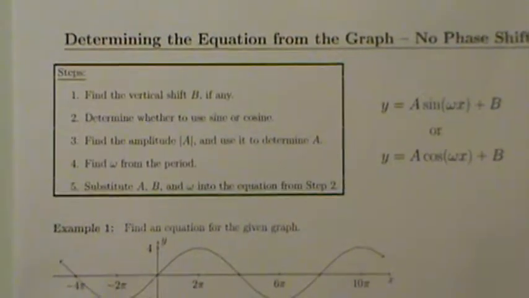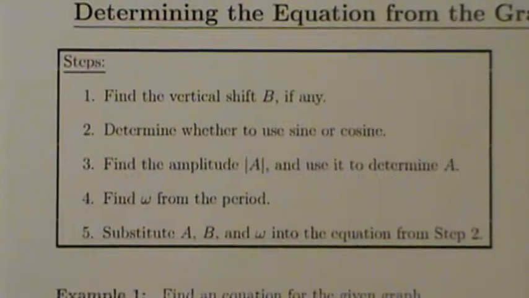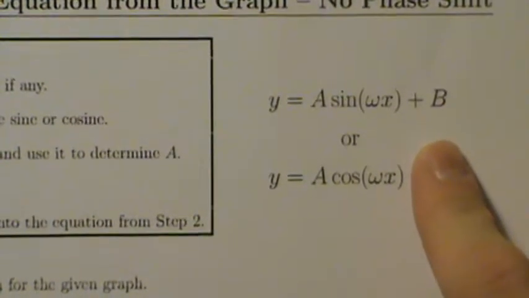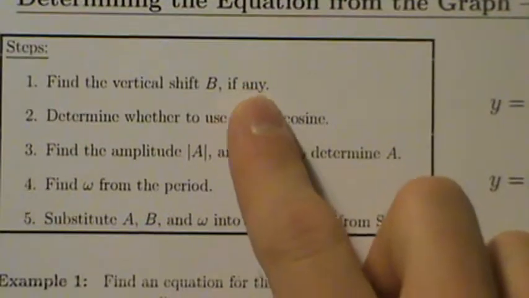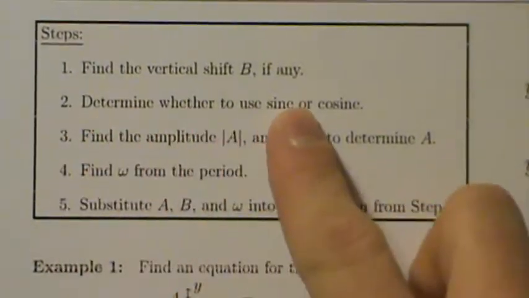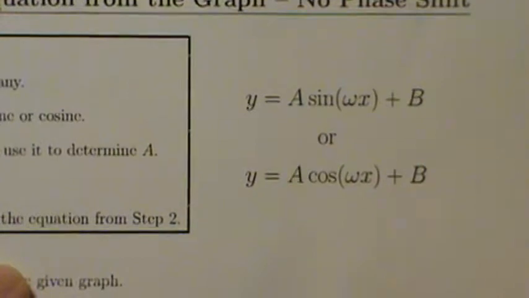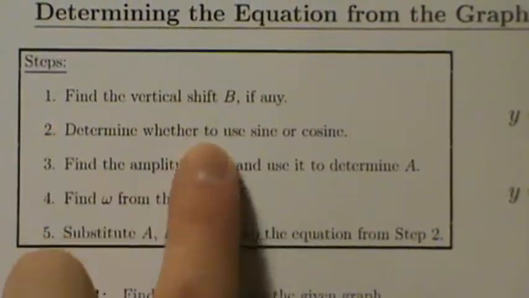Okay, so let's zoom in on these steps here. Step 1, find the vertical shift b, if any. So b here represents the vertical shift. Remember, that's sort of like a pre-calculus thing, or a college algebra thing, depending on which course you took. So find the vertical shift b, if there even is one. It might be 0. Step 2, determine whether to use sine or cosine. This is the part where we pick: do we use this function here or this function here? And it's really not that complicated. That part's not that bad.